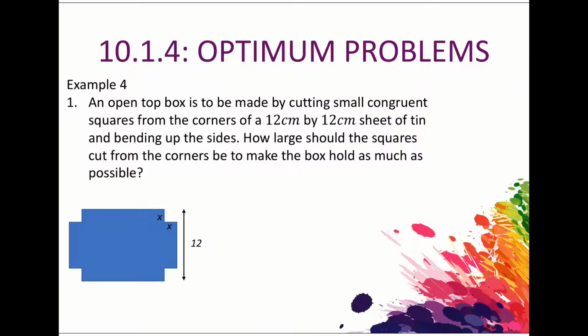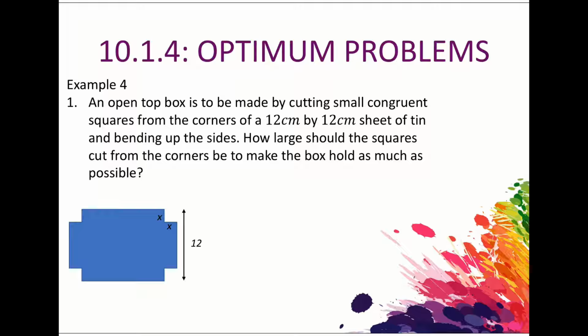Now we're going to try some examples. So let's have a look at example 4, question number 1 on the lecture notes. An open top box is to be made by cutting small congruent squares from the corners of a 12 cm by 12 cm sheet of tin and bending up the sides. How large should the squares cut from the corners be to make the box hold as much as possible?